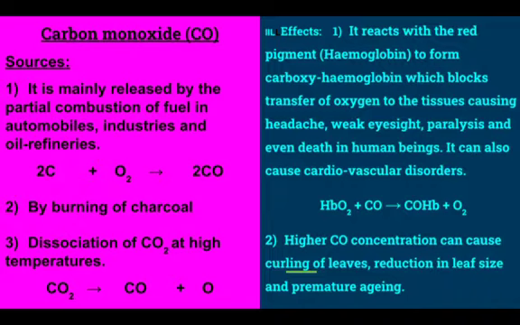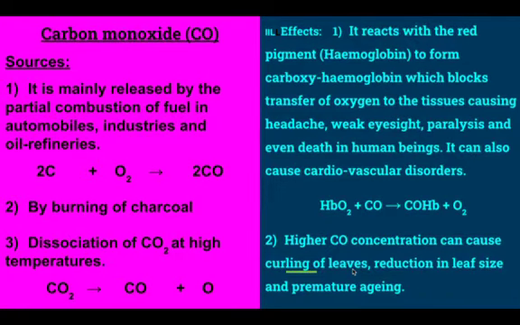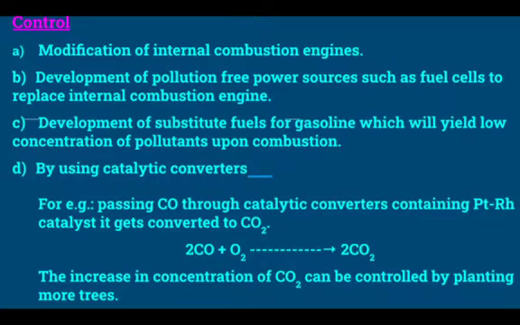This equation shows how carboxyhemoglobin is formed from oxyhemoglobin. From oxyhemoglobin, the oxygen is replaced by carbon monoxide, resulting in the formation of carboxyhemoglobin. Now, higher carbon monoxide concentration can cause curling of leaves, reduction in leaf size and premature aging. So these are the ill effects of carbon monoxide.